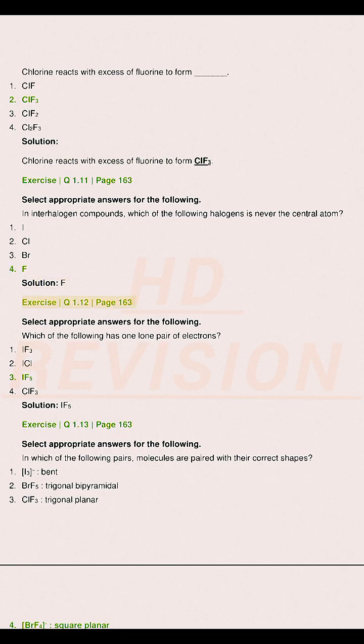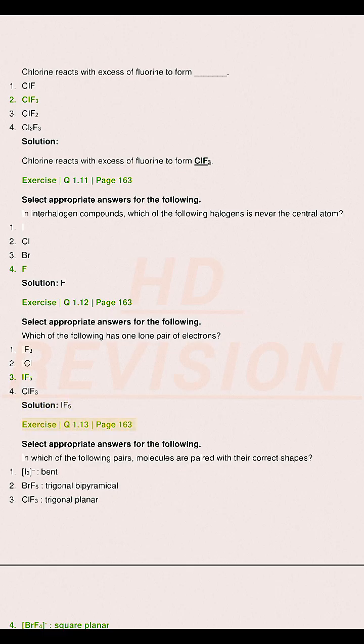Exercise Q1.12, page 163. Select appropriate answers for the following. Which of the following has one lone pair of electrons? 1. IF3. 2. ICl. 3. IF5. 4. ClF3. Solution. IF5.